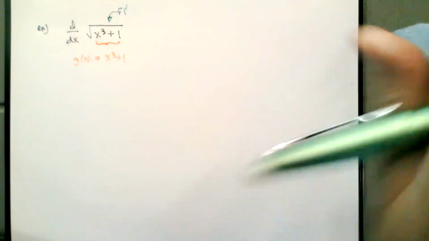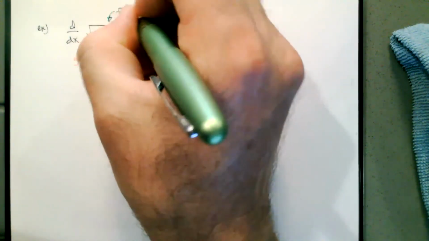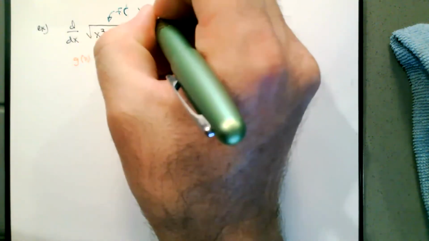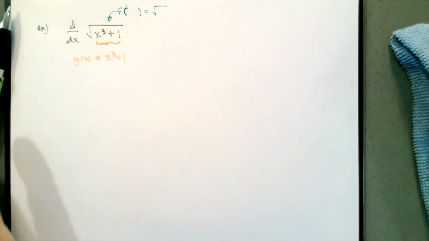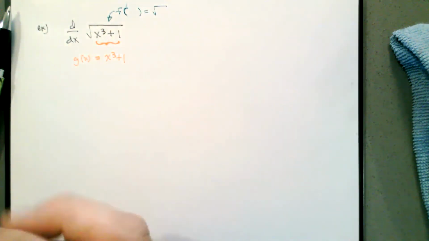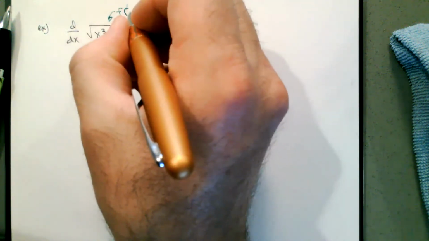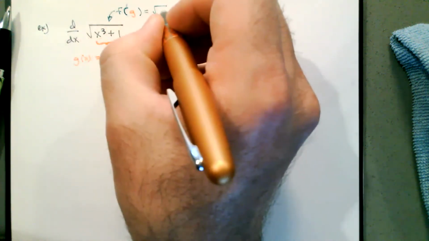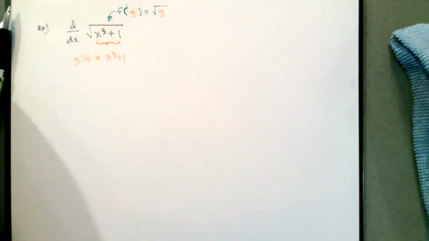Well, the inside is u. I can't quite remember back in the chain rule days what notation I was writing. So the outside function, f of g, is the square root of g. I can't remember if I was using y, u, and x, or f, g, and x.